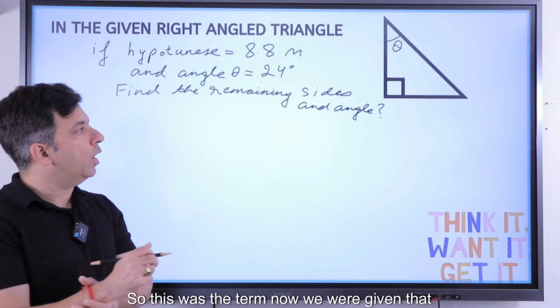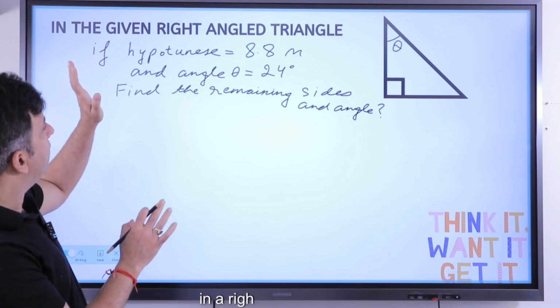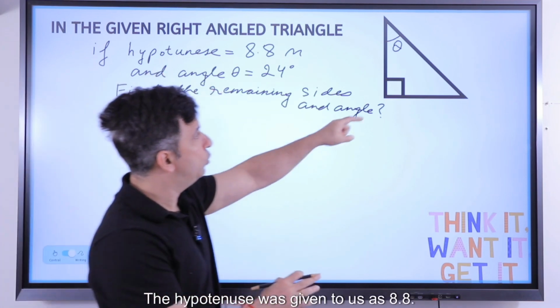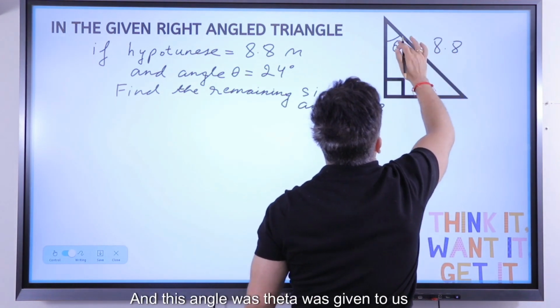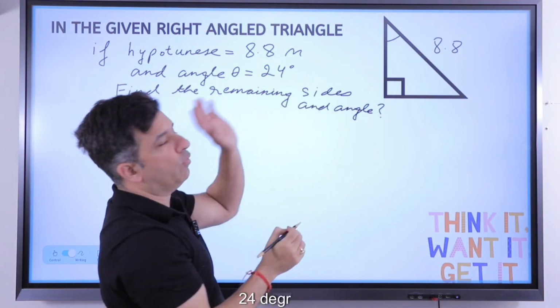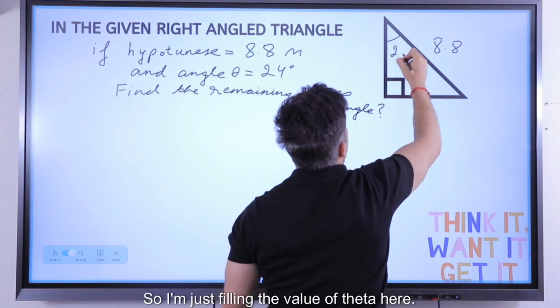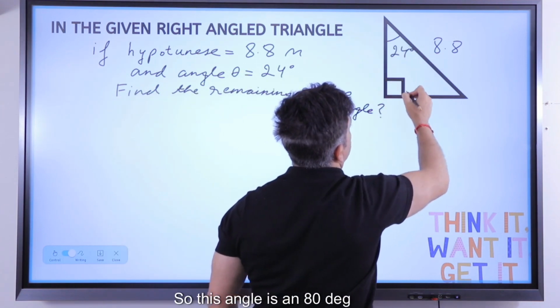So this was the term now. We were given that in a right angle triangle, the hypotenuse was given to us as 8.8, and this angle theta was given to us as 24 degrees. So I'm just filling the value of theta over here. So this angle is 90 degrees.